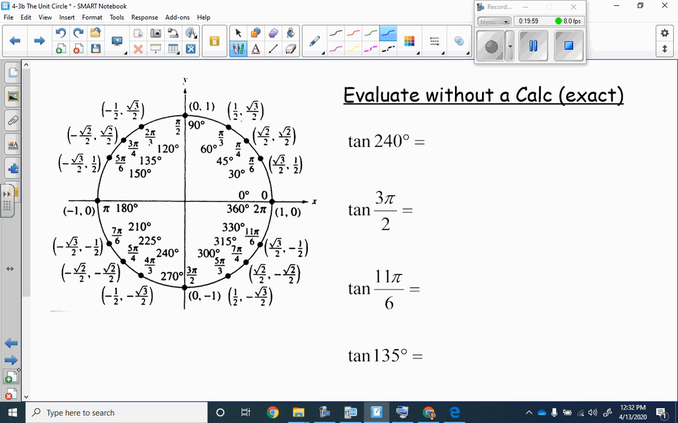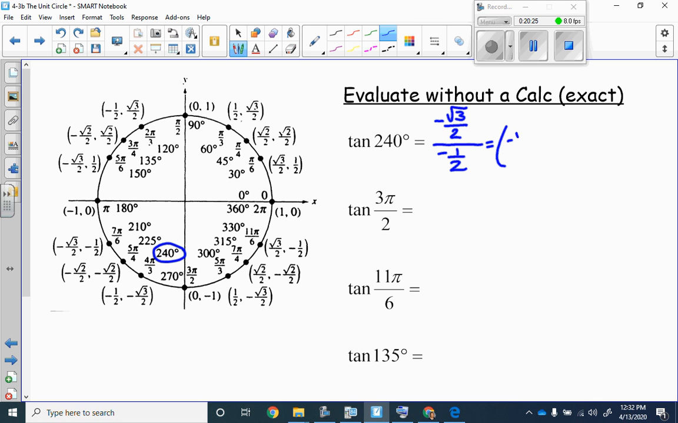What about if you wanted to get into tangents? Now you can't just look at the coordinate this time. Now you're going to have to do a little simplifying, because remember, tangent is y over x. It's the slope of that line. So, tangent of 240 degrees. I locate 240 here. Tangent is y over x, so negative square root of 3 over 2 divided by a negative 1/2.